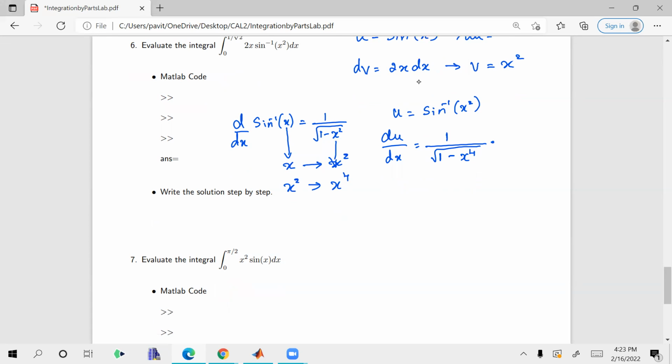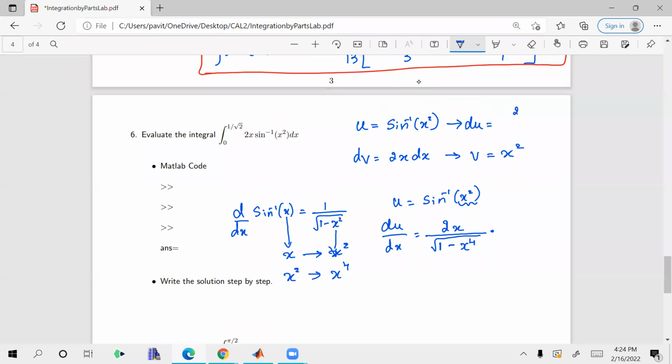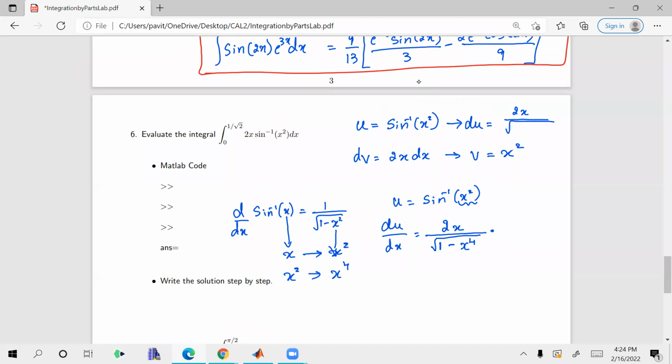And then when you differentiate this x square, that becomes 2x here. So I'm going to apply the same thing here. That's how you get 2x divided by square root of 1 minus x to the power of 4.